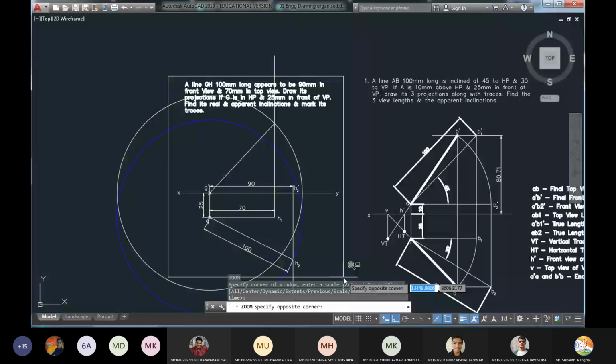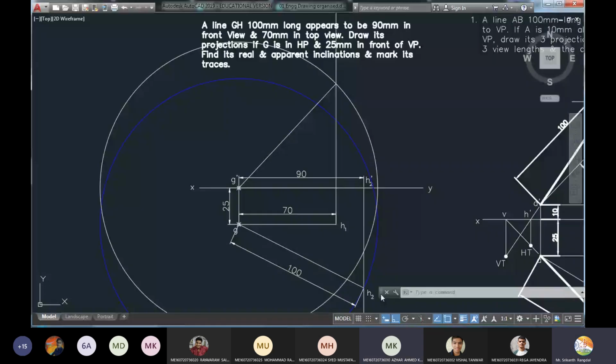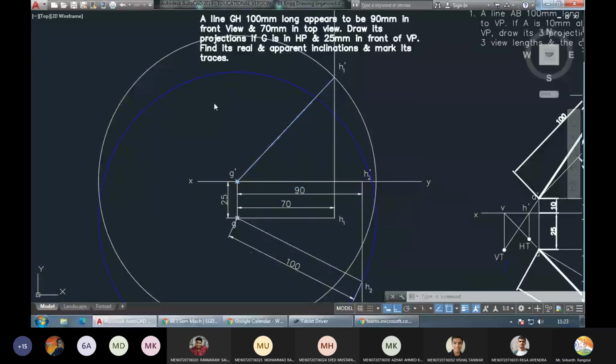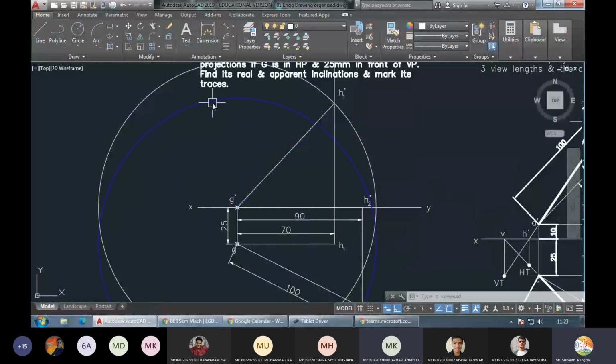H1 dash. This point is H1, that is the top view. Its front view, that is H1 dash. Okay. So once again, how much should this length be? It should be 100. True length. Radius of the circle. Okay.